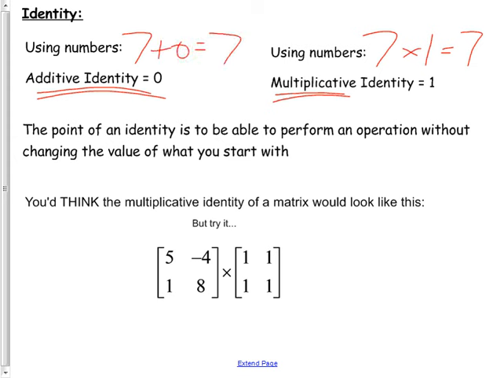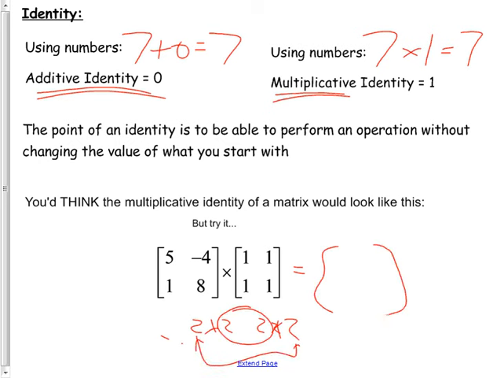You would think that with a matrix you could simply multiply by 1, 1, 1, 1 and get the same matrix back again, but you don't. Let me prove it to you. I'll remind you how you do matrix multiplication. For this, I'm having a 2 by 2 times a 2 by 2. These numbers match, so it's going to work, and my answer is going to be a 2 by 2.